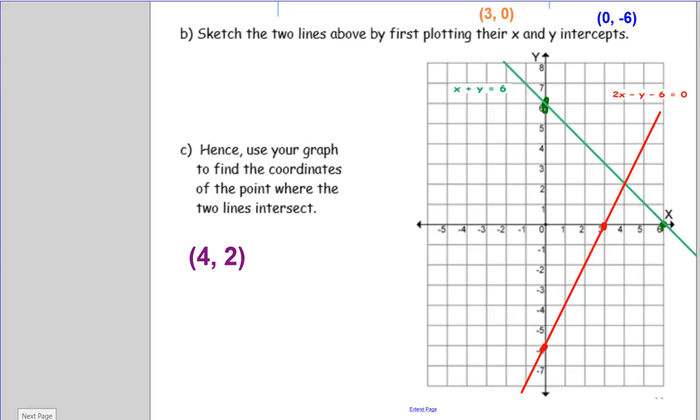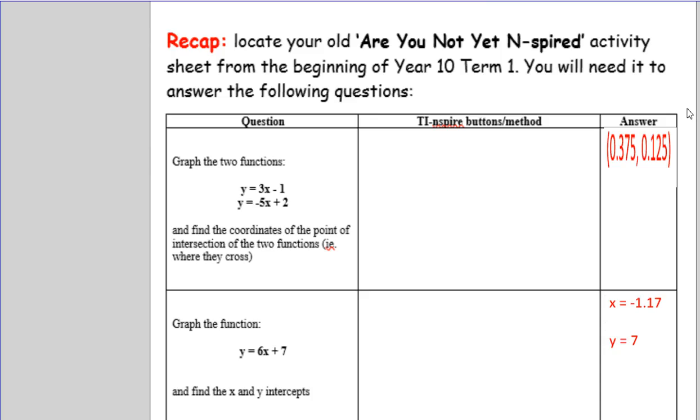Now on this one we're going to revise. Remember, back to recap, locate your old Are You Not Yet Inspired activity sheet from the beginning of Year 10, Term 1. You'll need it to answer the following. If you haven't done that already, you might want to pause and look in your binder to find the worksheet from earlier on in Term 1. Hopefully you've done that now. This was a question on that sheet.